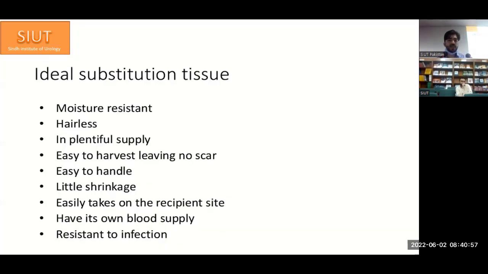Ideal substitution tissue: moisture resistant, hairless, in plentiful supply, easy to harvest, leaving no scar, easy to handle, little shrinkage, easily takes on the recipient site, has its own blood supply, resistant to infection.